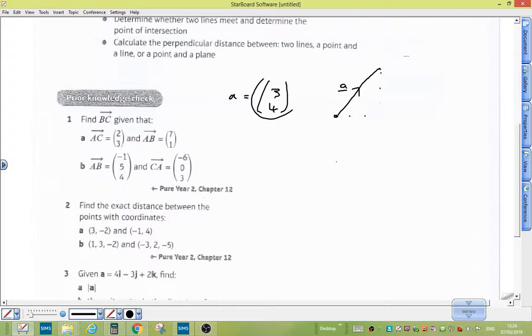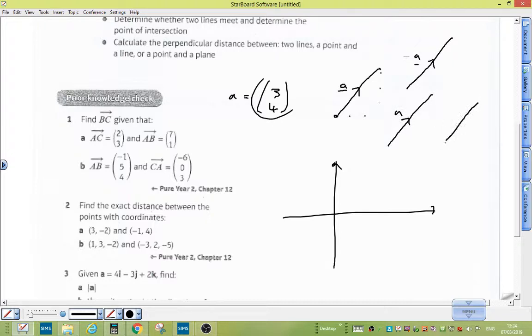Now if I start with A, well let's go back to this, that's a vector, it can be drawn anywhere, that's the same size, that is also A, that is also A. They are all parallel and all the same size. If I go back on myself, as you know from GCSE, that is minus A. Okay, everyone happy with that? I'm coming on to that, so I've just drawn this. These are all vectors, okay?